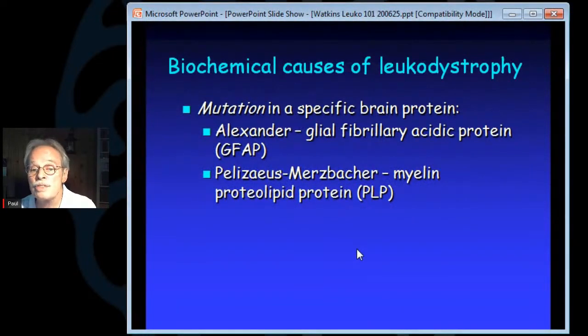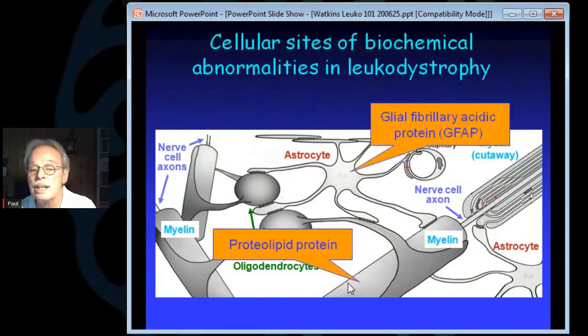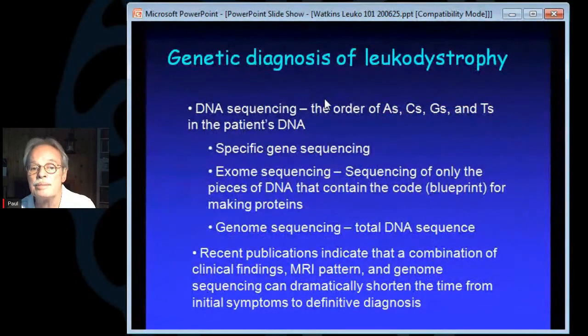So biochemical causes of leukodystrophy, you can have a mutation in a specific brain protein. For example, in Alexander disease, it's something called glial fibrillary acidic protein, or GFAP. And in Pelizaeus-Merzbacher disease, you have myelin proteolipid protein that is defective. And so here you see that the PLP is in the myelin, whereas the GFAP is in the astrocytes. So different diseases cause different abnormalities, but they all at the end cause white matter changes of the brain.